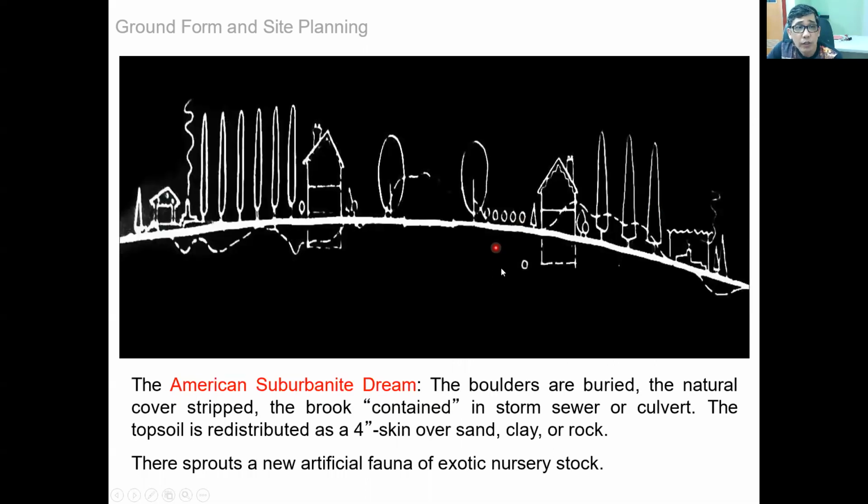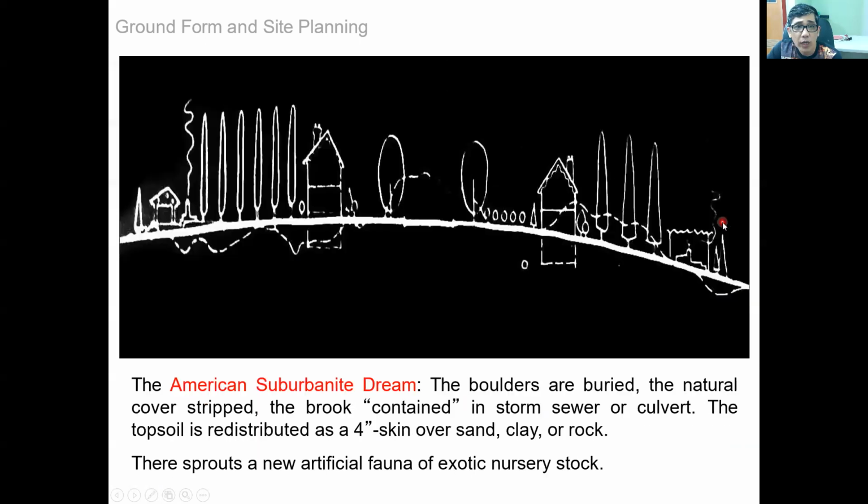So the American suburbanite dream: the boulders are buried, the natural cover stripped, and the brook contained in a storm sewer and culvert. The topsoil is distributed as a 4-inch skin over the sand, clay, or rock. There are sprouts or new artificial fauna or exotic nursery stock. So what they did is to make the area workable, then they put back the topsoil. So after putting the topsoil, this will be a good workable area for development.